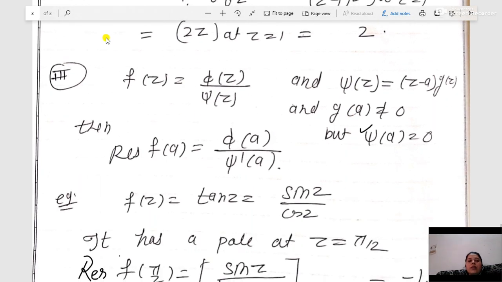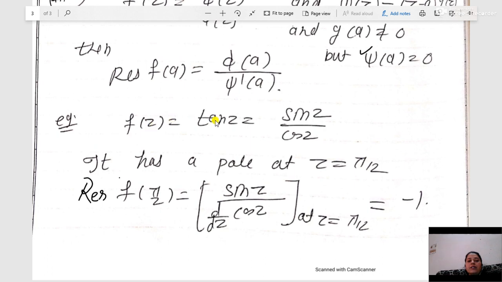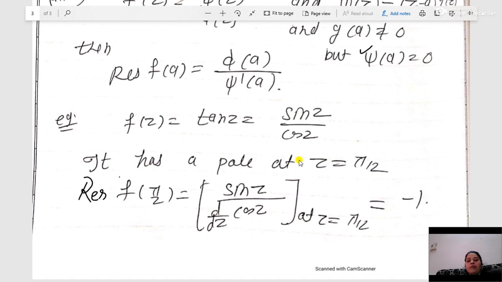Next is, if f(z) is equal to phi(z) upon psi(z), and it has a pole at point a, meaning psi(a) is equal to 0, then the residue of f at a can be calculated using the formula phi(a) upon psi dash(a). For example, if f(z) is equal to tan z, and we have to find the residue at one of its poles, so tan z is sin z by cos z, and if we put cos z equal to 0, it has one pole at z is equal to pi by 2. One of its poles will be pi by 2.